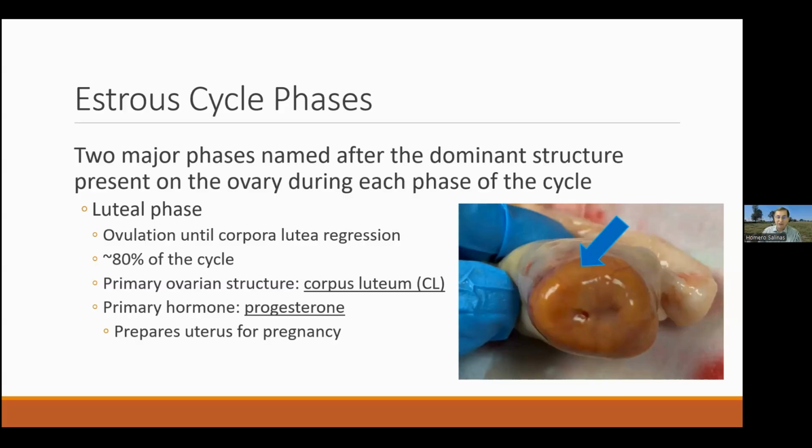What is the right answer? Is it B? Yes, the right answer is B. Sheep frequently have a greater number of cervical rings and more pronounced annular folds compared with goats. So that's why it's more difficult, because we can't manipulate the artificial insemination rod through that tortuous cervix.